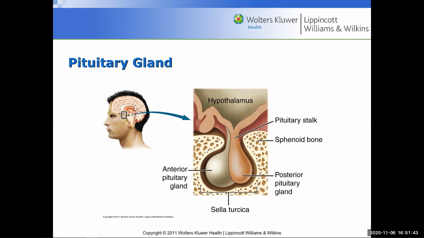All right, so the pituitary gland, also known as the master gland, and where is it located? It is located, as seen here, within the sphenoid bone. It consists of two major parts, the anterior and posterior pituitary gland. I have a question. What structure connects the hypothalamus with the pituitary gland? And of course, that answer will be the pituitary stalk. There's the hypothalamus, and here it is, the pituitary stalk.